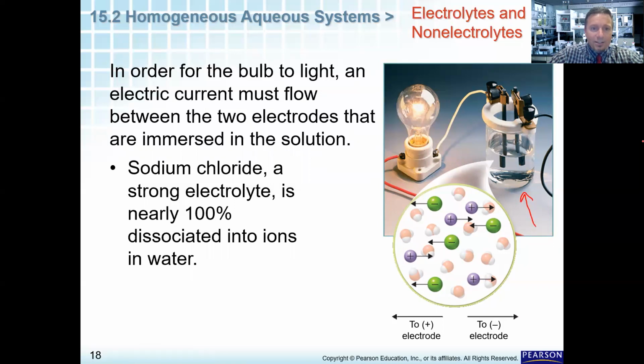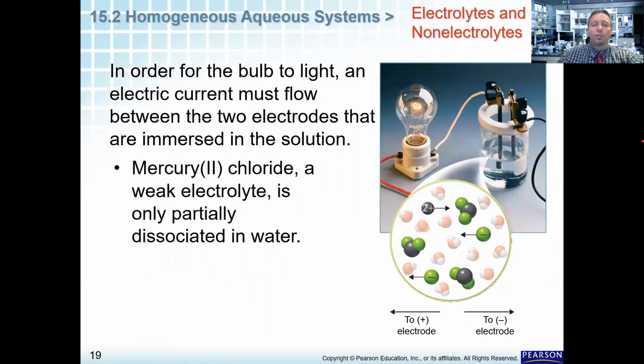So sodium chloride is a strong electrolyte. It 100% dissociates in water. We'll talk about that a little bit more. And that's how it conducts and flows current. So when we think about mercury chloride, it's a weak electrolyte because it partially dissociates in water. Now think about this for a second. You see the light bulb here? It is not very bright, but it still has a little bit of a charge going to it.